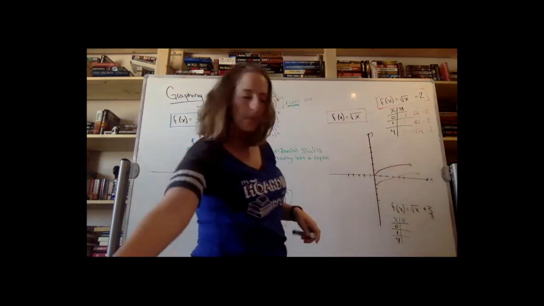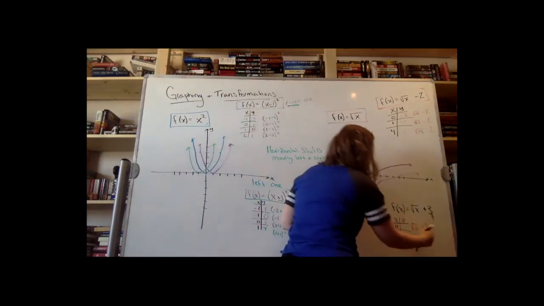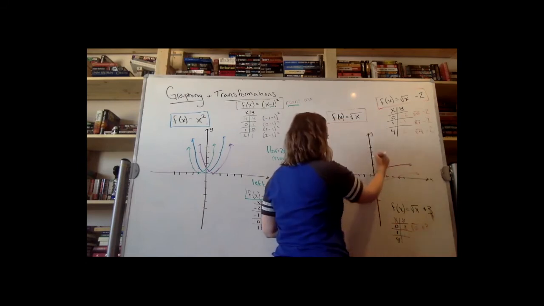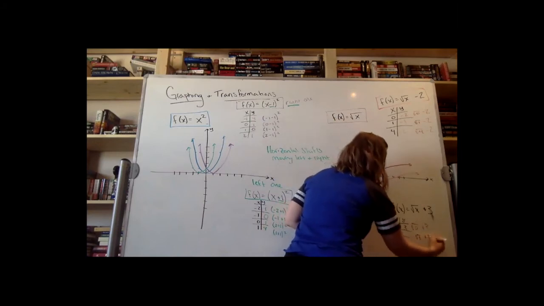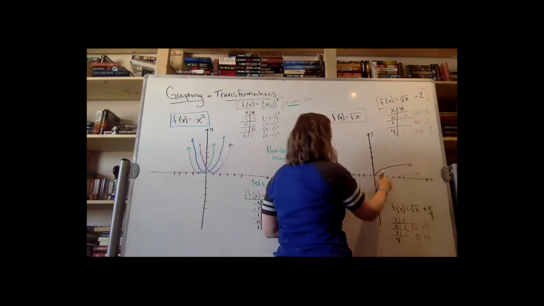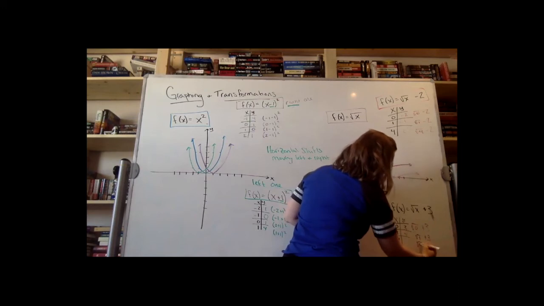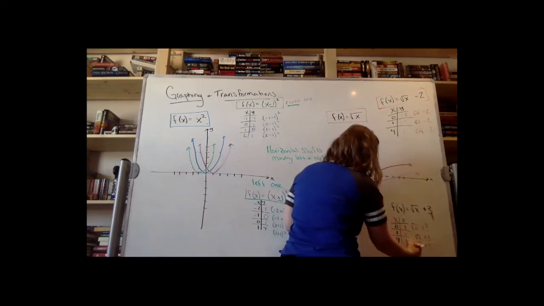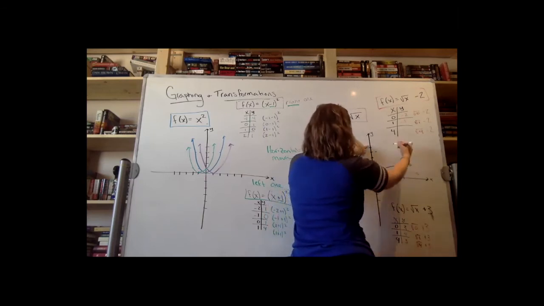Okay. When I plug in 0, I'll have the square root of 0 plus 3. Square root of 0 is 0. 0 plus 3 is 3. So I'll have the point 0, 3. Plugging in 1, I'll have the square root of 1 plus 3. The square root of 1 is 1. 1 plus 3 is 4. So I'll have the point 1, 4. Plugging in 4, I'll have the square root of 4 plus 3. Square root of 4 is 2. 2 plus 3 is 5. So I'll have the point 4, 5.